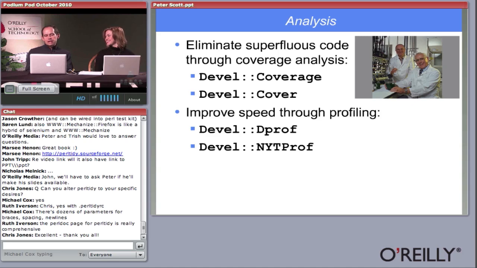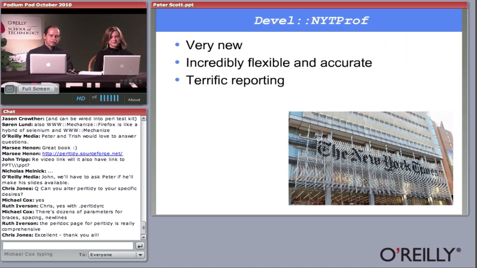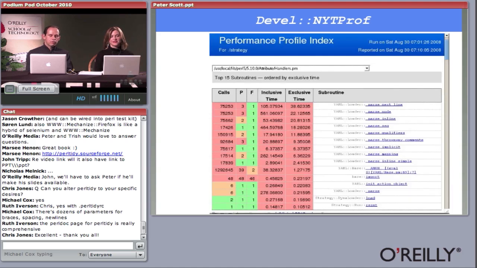Profiling would be how you tell where your code is running fast or slow, where it spends the most time. There's a tool that comes with Perl called DProf that does that. It's getting a bit long in the tooth. It creates a very large output file. Far better is one that you can get off CPAN called NYTProf. It's called that because the New York Times helped pay for its development. And this is Tim Bunce's module.